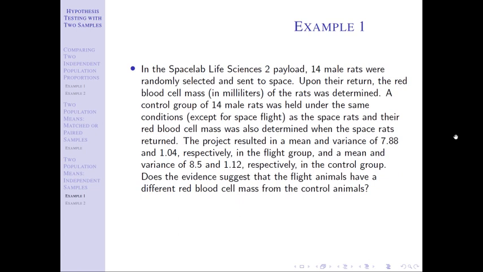14 male rats were randomly selected and sent to space. Upon their return, the red blood cell mass was determined. A different group of 14 rats was held in the same conditions except for the spaceflight, and their blood cell mass was determined. We have a mean and variance given in the flight group and a mean and variance given for the control group. Does the evidence suggest that we have a difference between the groups?